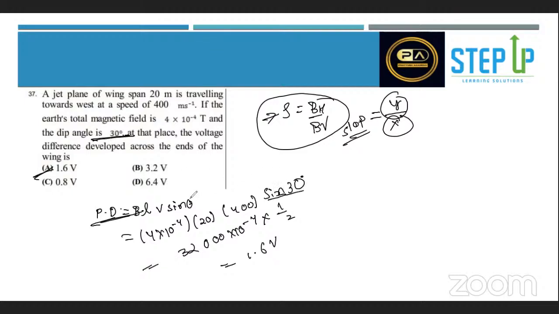You can ask me why theta is equal to 30 degrees. Because they have mentioned that the dip angle of the Earth is 30 degrees at that particular place. So I'm directly using it. If they were telling me to find out the dip angle, I would use that formula.